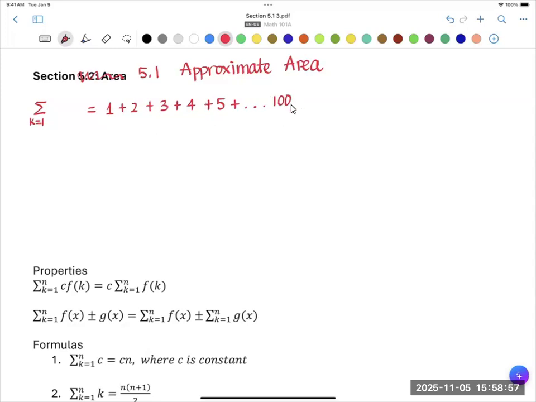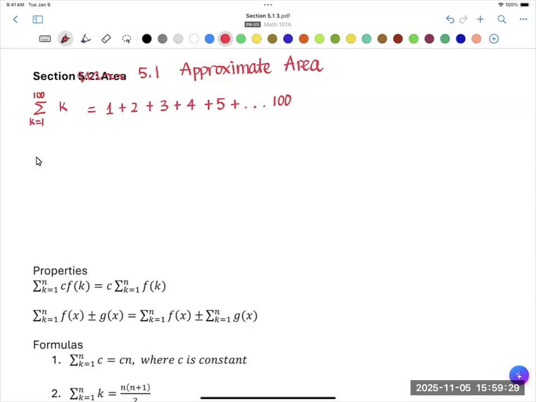We have until 100. So k goes from 1 to 100. We call this number a variable, and that variable is k, starting with 1. This list of numbers that we add up, the sum of all the numbers, we can also call a series, right? But in this section we're going to say this is a summation. So the summation of k equal to 1 to 100 of the number k.